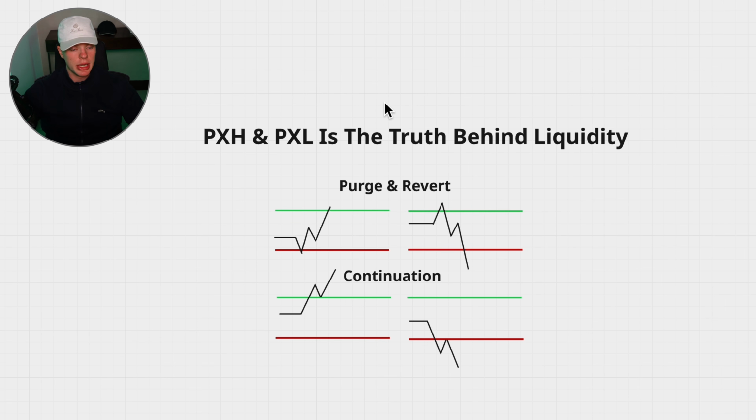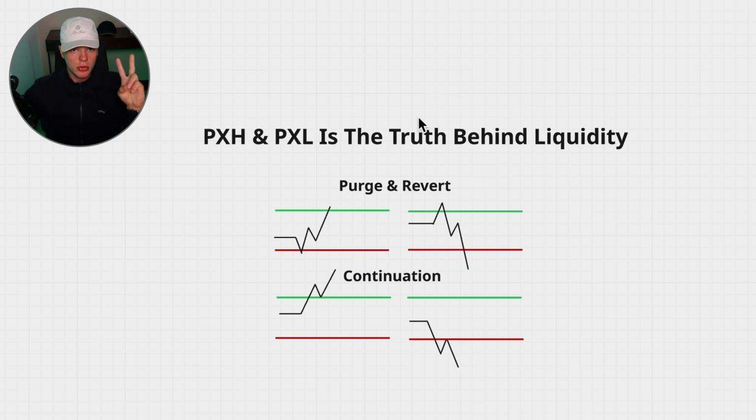PXH and PXL is the truth behind liquidity. And what this means is that the previous cycle high and the previous cycle low are the only two reference points which you need to be paying attention to from a liquidity perspective. Because what my time cycles theory tells you to do is the following. It tells you to pay attention to every single previous cycle high and previous cycle low. And by monitoring the reaction to those levels, you're able to gauge the order flow in an objective manner.